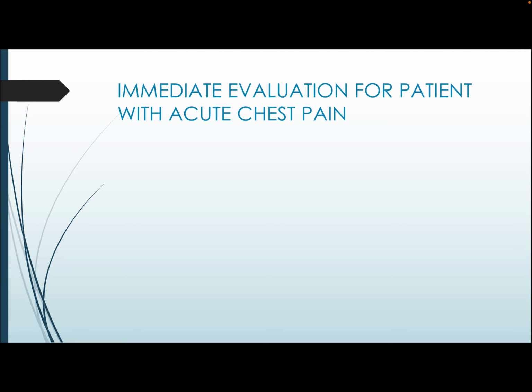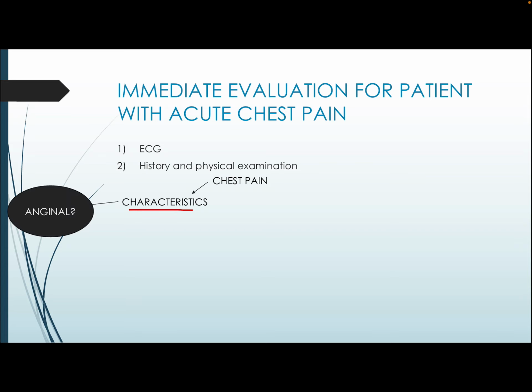So coming to the immediate evaluation of a patient with acute chest pain. First thing we do is to take an ECG and then take a quick history and physical examination. In this, we have to try to find out about their chest pain. So if the chest pain is present, we ask about the characteristics, that is, if it's anginal.